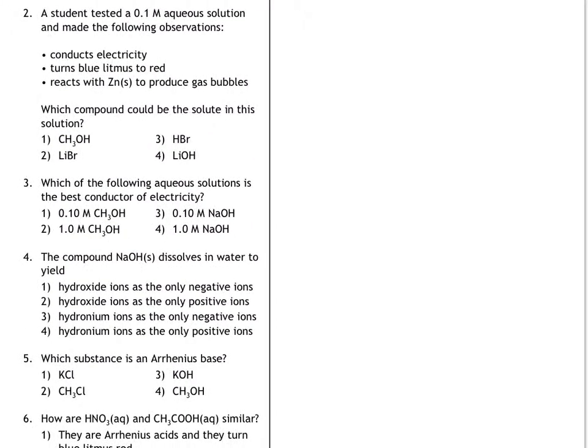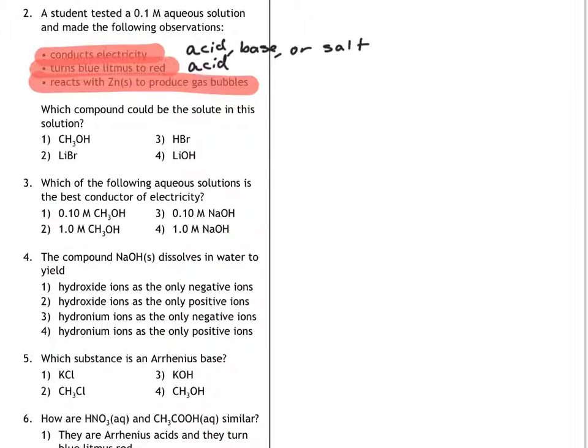A student tested a 0.1 molar aqueous solution and made the following observations. It conducted electricity, so that means it could be an acid, base, or salt. It turns blue litmus red. This probably means it's an acid. And it reacts with zinc to form gas bubbles. So this definitely means it's an acid. Therefore, the best answer choice is HBr, or hydrobromic acid.